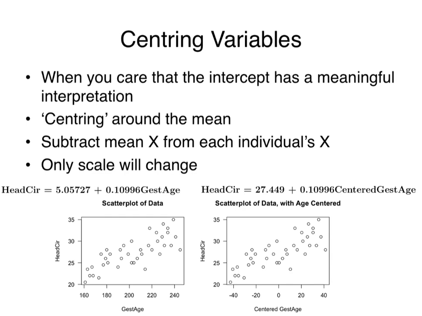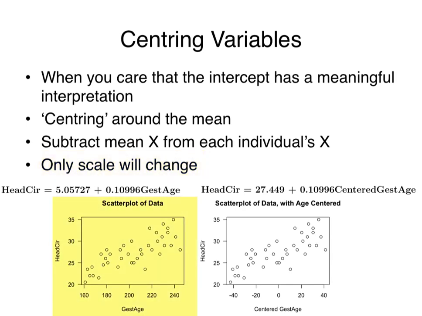To make the intercept easier to interpret, we can center the x variable around its mean. So centering means that we subtract the mean x value from each individual x value. So if our explanatory variable is age, we subtract the mean age from each individual's age. When you center a variable, the shape of the distribution will not change. Only the location and scale of the x-axis changes.